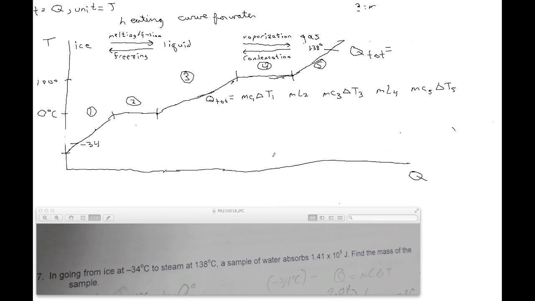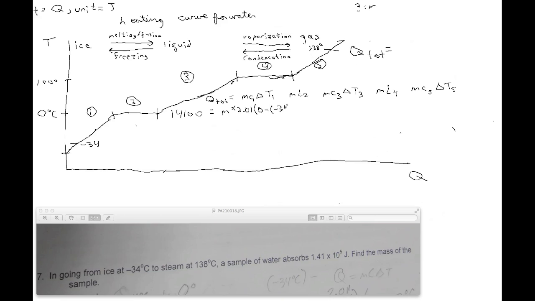So 1.41 times 10 to the 5, that's 141,000 joules, is equal to m times, since it's ice, the C would be 2.01 times delta T, which would be negative 34 minus 0, which is negative 34. I'm sorry, it'd be 0 minus negative 34, so it's positive 34.